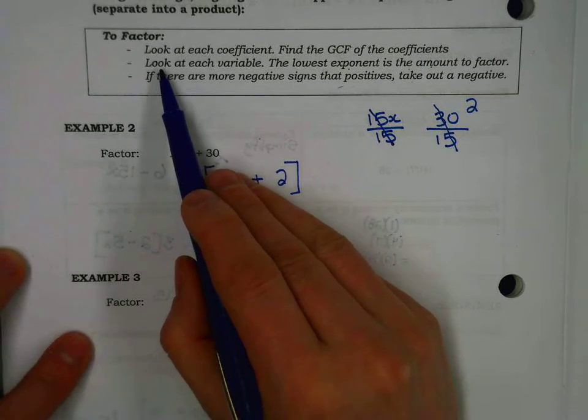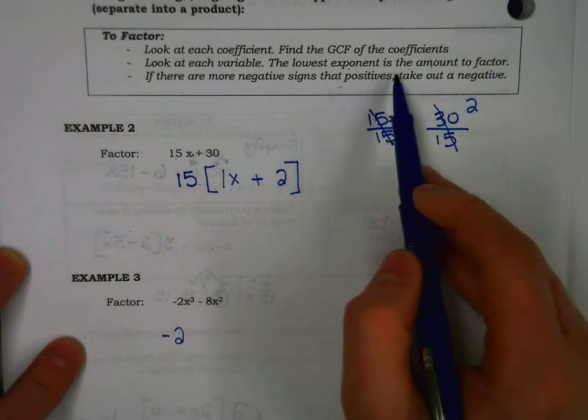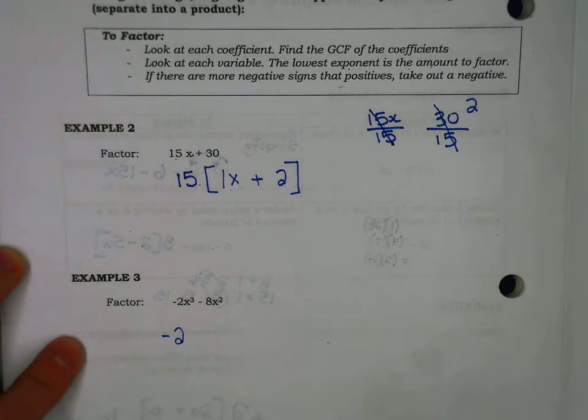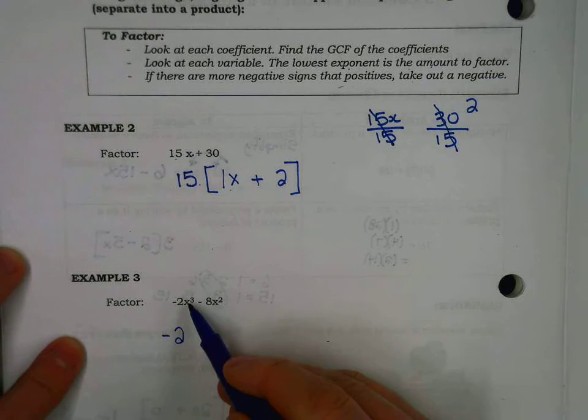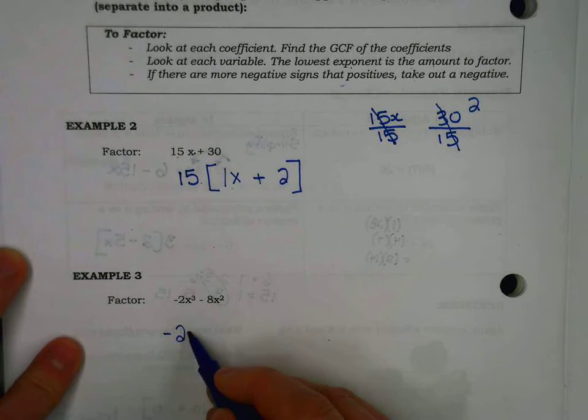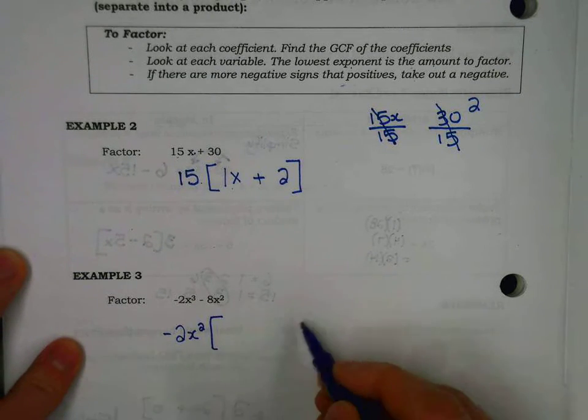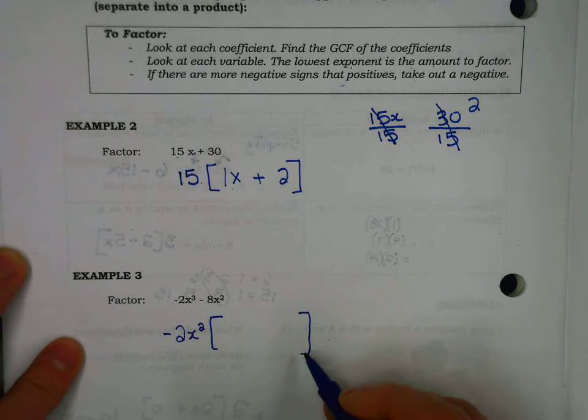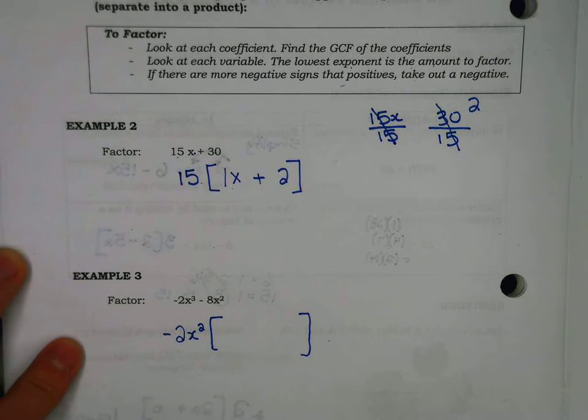Secondly, it says to look at each variable, the lowest exponent is the amount to factor. What can be shared equally here? The first term has an x cubed, so it has 3 to share. The second one has an x squared, it has 2 to share, we're limited by the lowest amount. So we're only going to be able to share an x squared. And this is what we're taking out. We had 2 terms, we're going to be left with 2 terms.